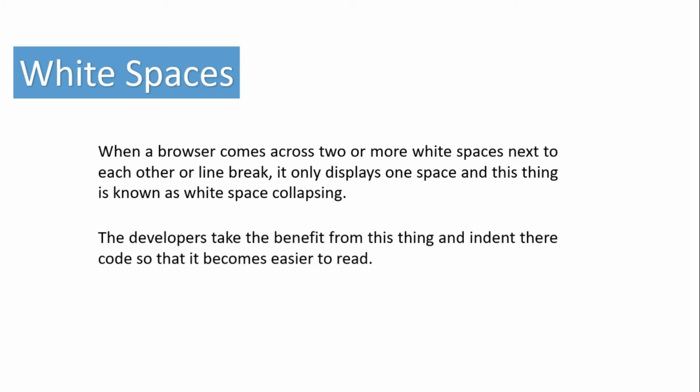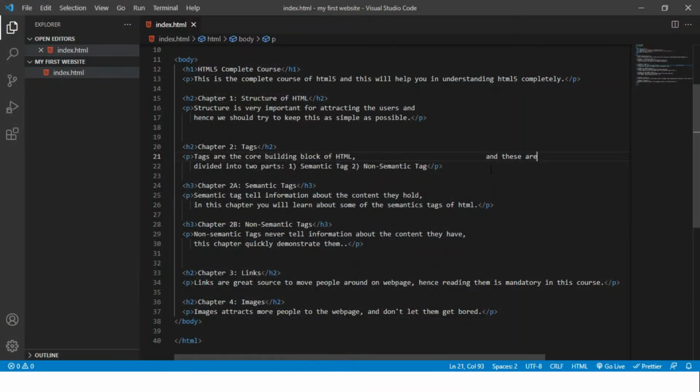Now, where can we use this white space collapsing? Developers take the benefit from this and indent their code so that it becomes easier to read. So here we have indented our code. Let me remove this quickly, and here you can see that we have indented our code. You can see we break this into two lines. This doesn't affect our website and it becomes easier to read for us. So this is the benefit we can take from it.